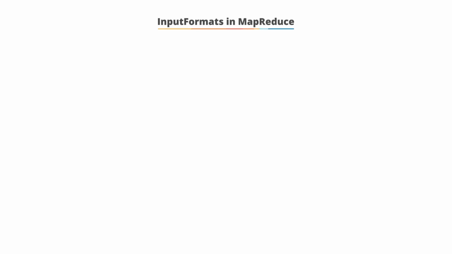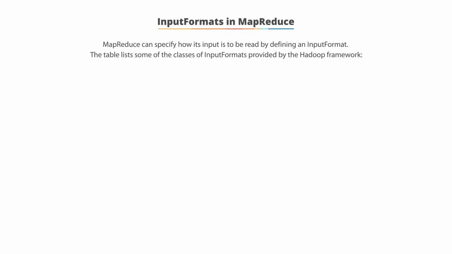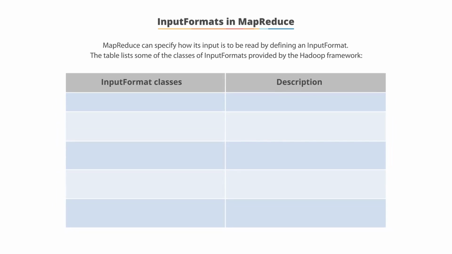Input format in MapReduce. MapReduce can specify how its input is to be read by defining an input format. The table lists some of the classes of input formats provided by the Hadoop framework. Let's look at each of them.